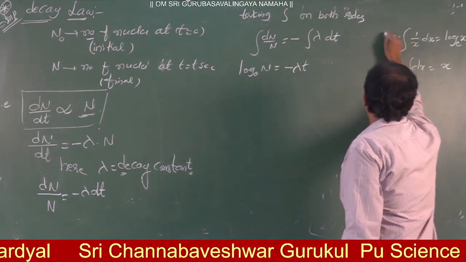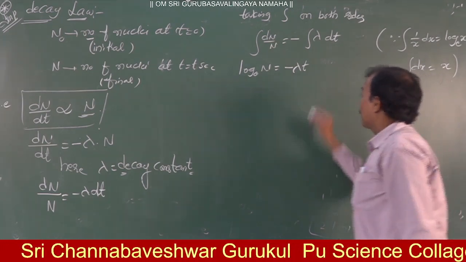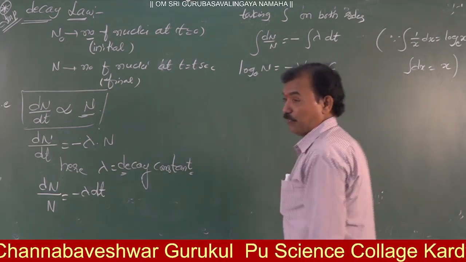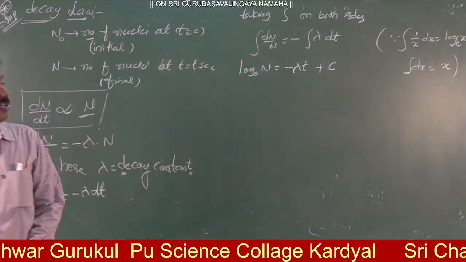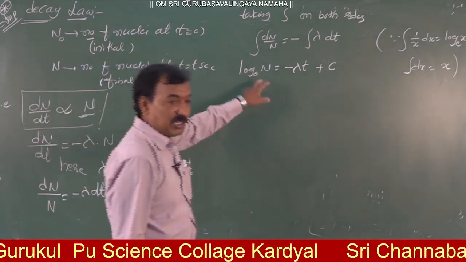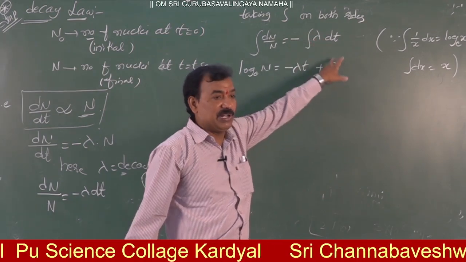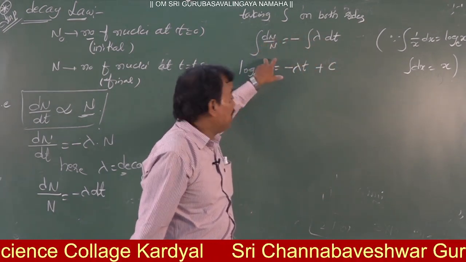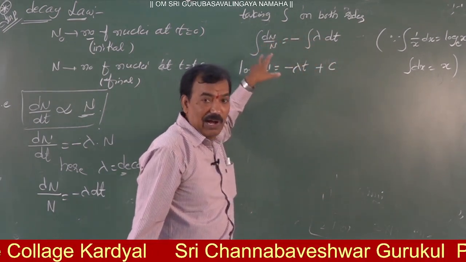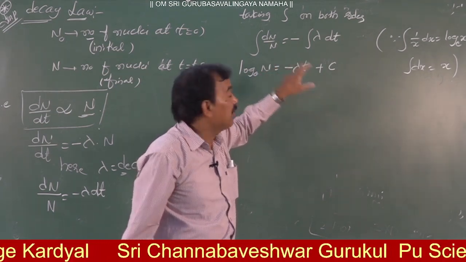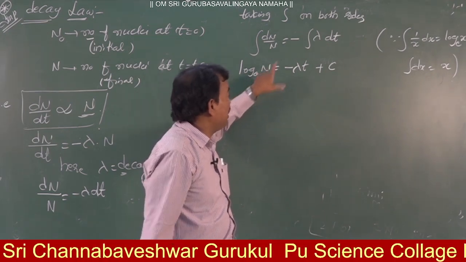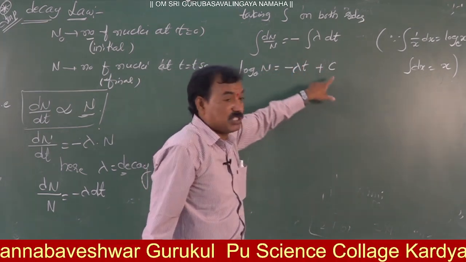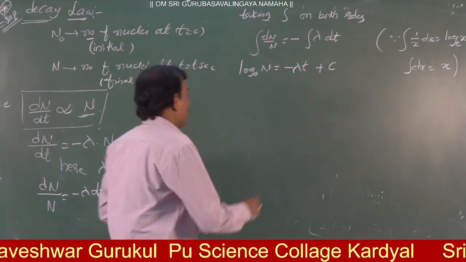If you have any doubt, please note this. Again, some constant is equal to c. So integration of dn by n is equal to integration of minus lambda into dt. Dn by n gives log n, or log base e of n. Okay, again minus lambda t plus c. Okay, next, one more point.